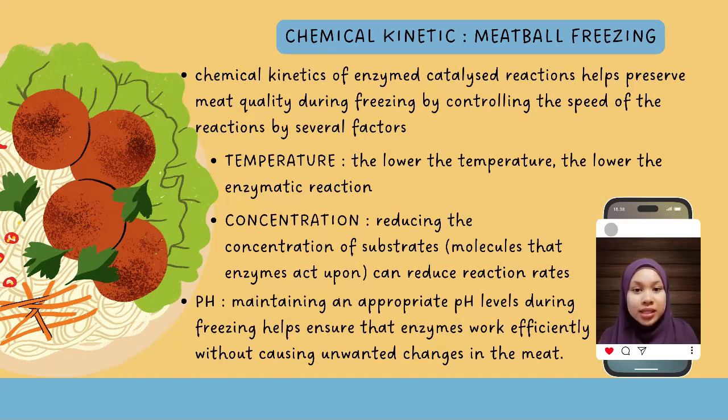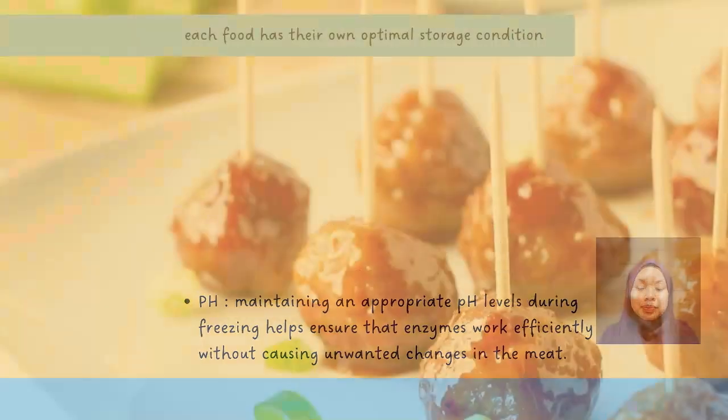The second factor is concentration. Reducing the concentration of substrates can reduce the reaction rate. Modulating the concentration of substrates can impact reaction rates. Controlling substrate levels contributes to managing enzymatic reactions. And another factor is pH. Maintaining an appropriate pH level during freezing can help ensure the enzyme works efficiently without causing unwanted changes in the meat.